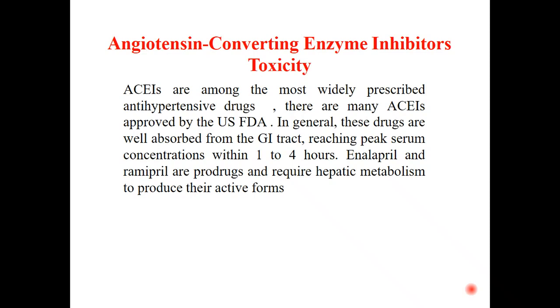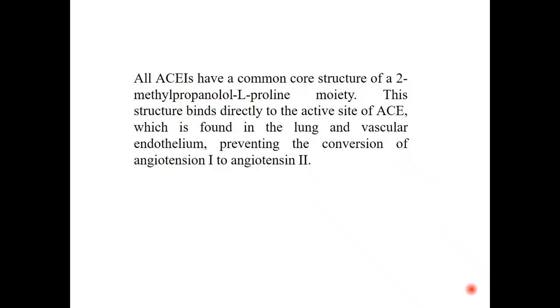Enalapril and ramipril are prodrugs and require hepatic metabolism to produce their active form. All ACE inhibitors have a common core structure of a 2-methyl-propanoyl L-proline moiety. This structure binds directly to the active site of ACE, which is found in the lung and vascular endothelium, preventing the conversion of angiotensin 1 to angiotensin 2.